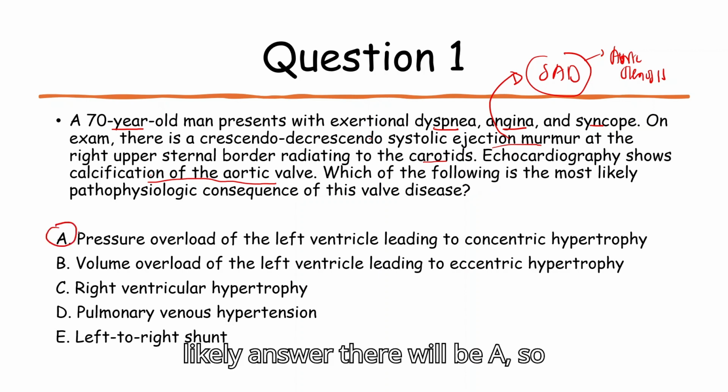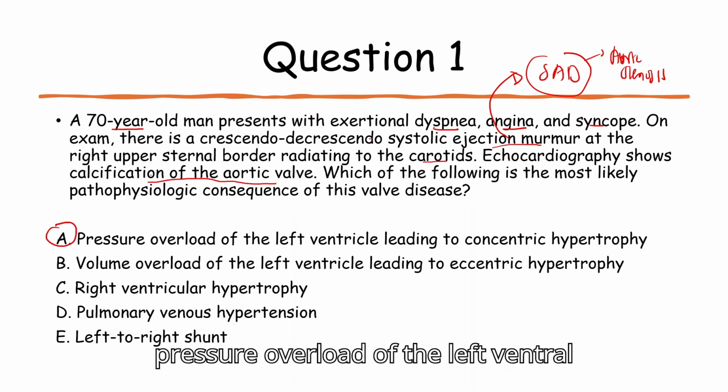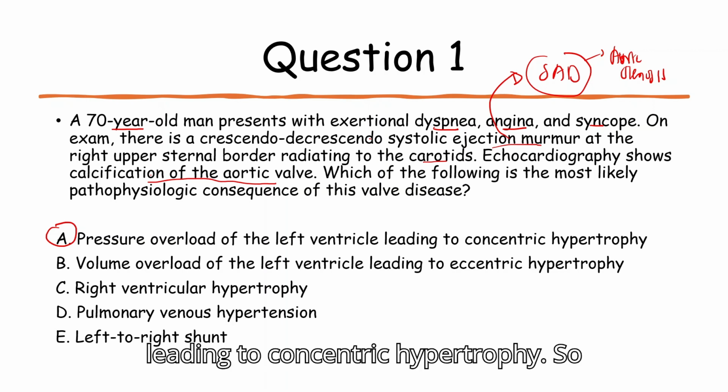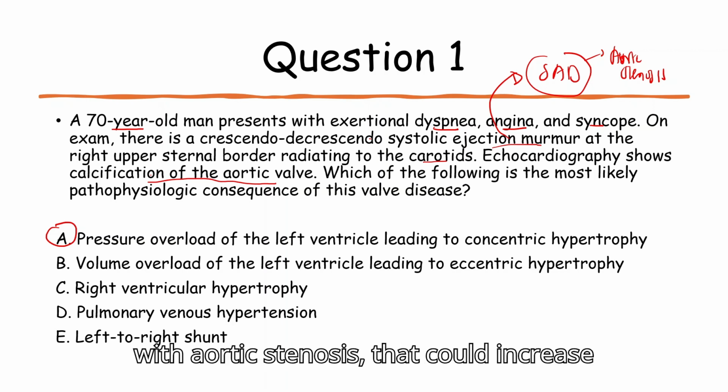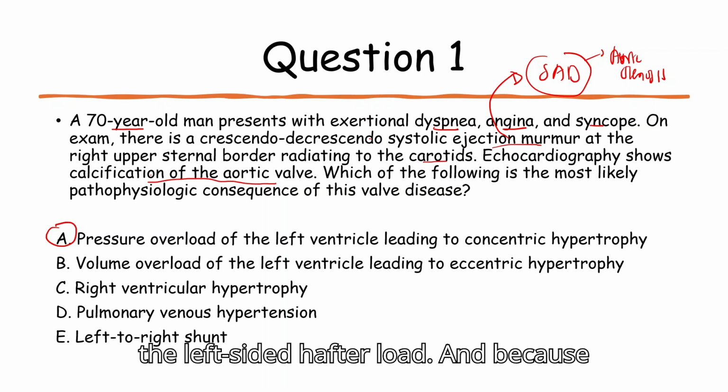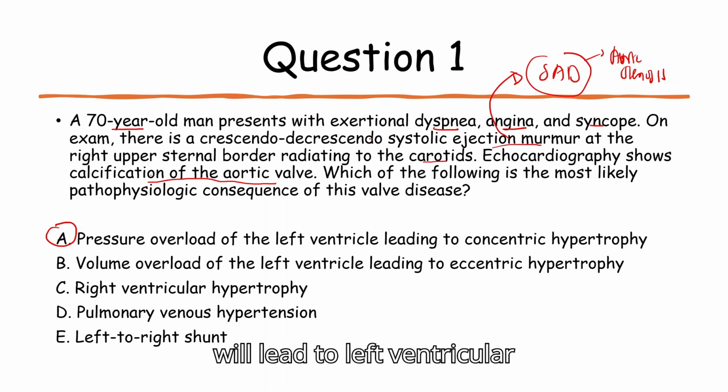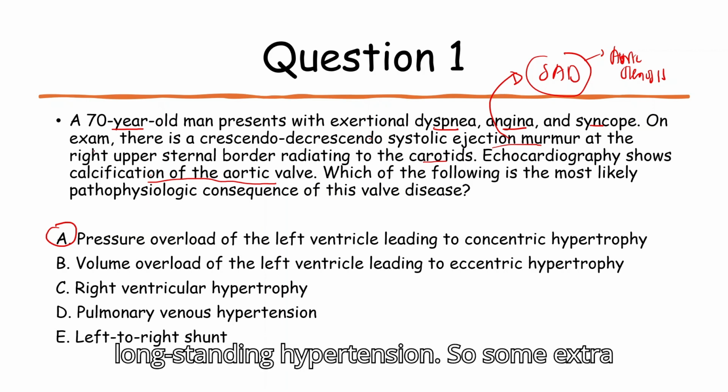So the likely answer there will be A: pressure overload of the left ventricle leading to left concentric hypertrophy. With aortic stenosis, that increases the left-sided afterload, and because of the increased afterload, that will lead to left ventricular hypertrophy, similar to what we see with long-standing hypertension. So some extra points for us.